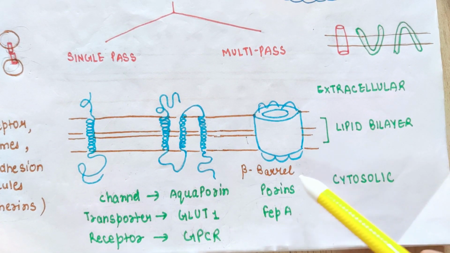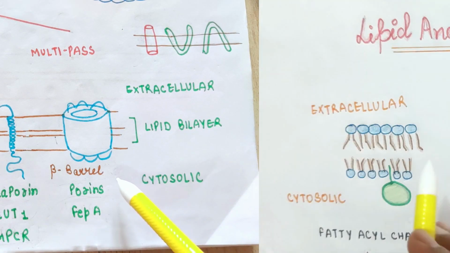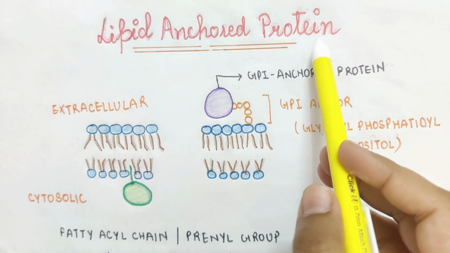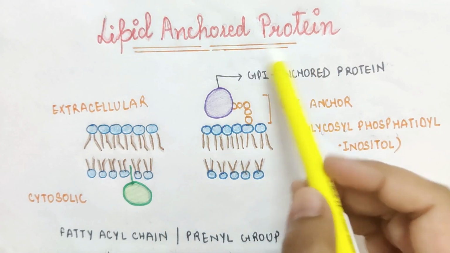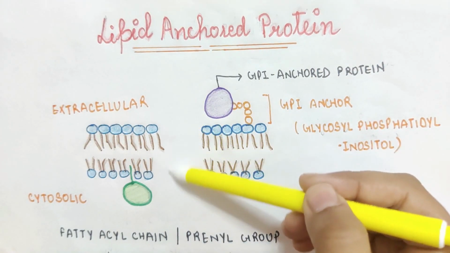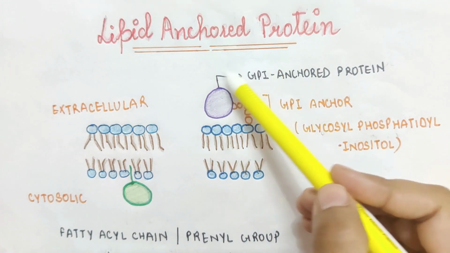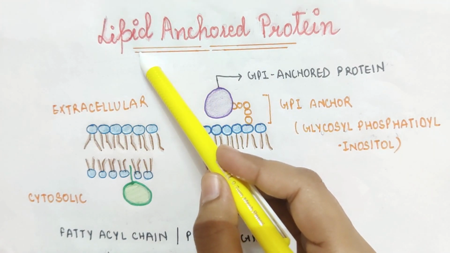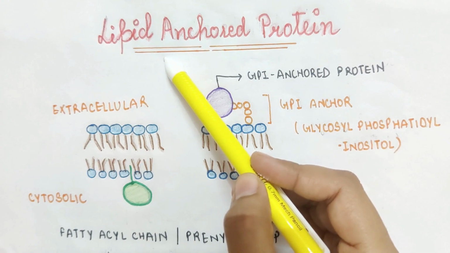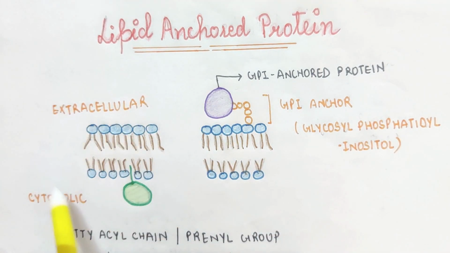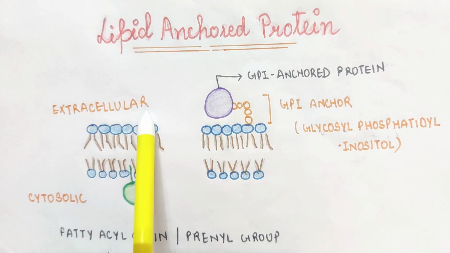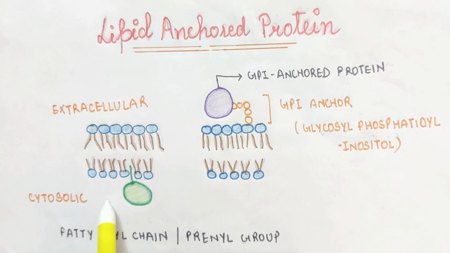Now let us understand the other integral proteins, which are lipid anchored and monotopic proteins. These lipid anchored proteins are proteins which do not insert inside the lipid bilayer, but are covalently attached to the lipid molecules by a specific anchor. Now, if you look here, just imagine that this is the extracellular side of the cell and this is the cytosolic side or the intracellular side of the cell.